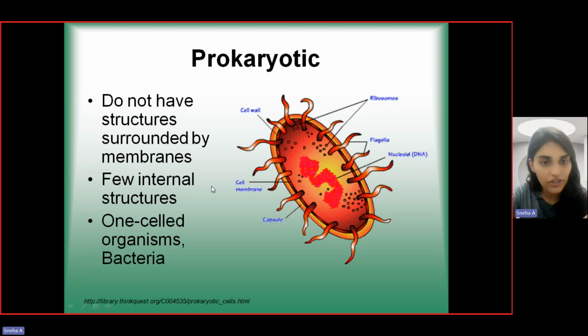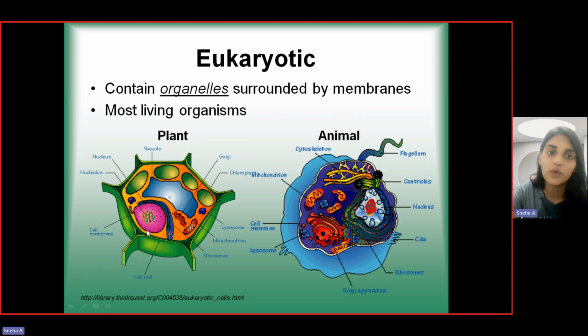There are few internal structures. Their nucleus is also not well defined. Okay, one-celled organism, bacteria. We move next. Then we have eukaryotic, which contain organelles surrounded by membranes.